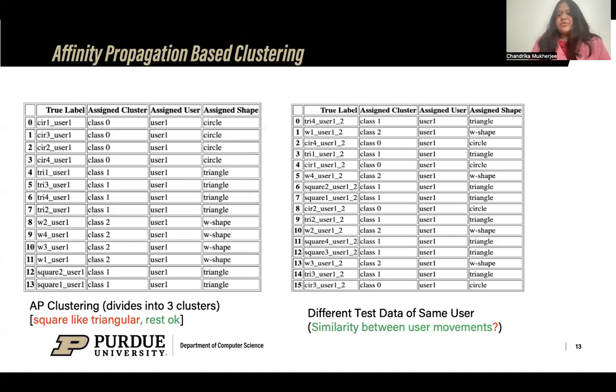Another dataset was captured from the same user on a different day. And this is the dataset on the right side, which was tested against the clustering on the left. We still see that the triangles are recognized as triangle, Ws are recognized as W, and circles are recognized as circle. Also, the squares are still recognized as triangle. From here, we can see that even if these two data were captured on different days from the same user, still there is a similarity. And we can see this similarity in the next slide a little more.